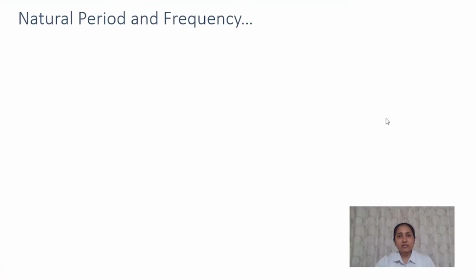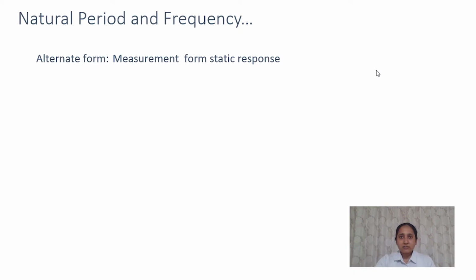Now we will see an alternate method of calculating natural period and natural frequency, that is using static response. We have seen that the natural period and natural frequency depend only upon the mass and stiffness of the structure. So we can also calculate this frequency and period using static response. How do we do that?